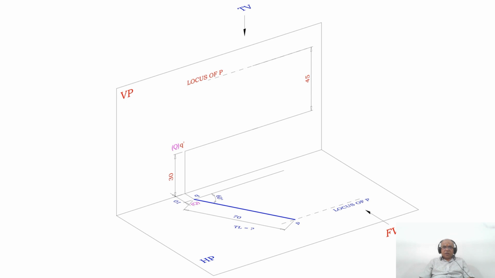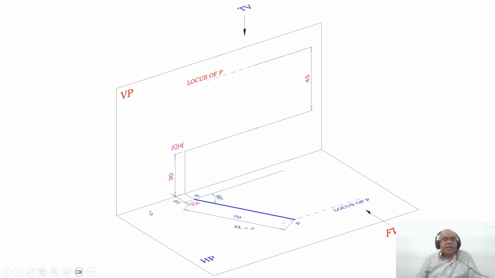So now I want to solve this problem. I want to analyze this problem in 3D and also show how to sketch it by using the graph book or the sketchbook. So here the point Q is in front of VP by 10 mm and above HP by 30 mm. So how to consider that?